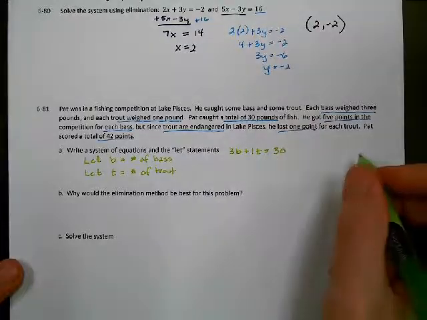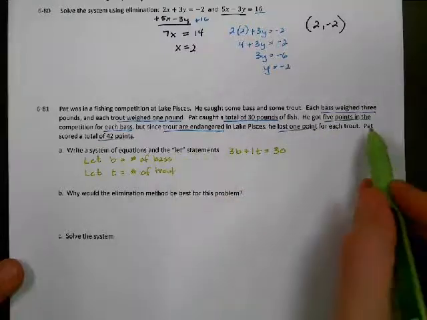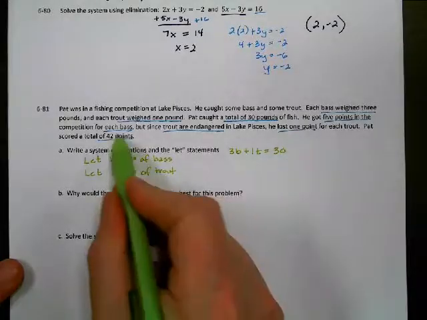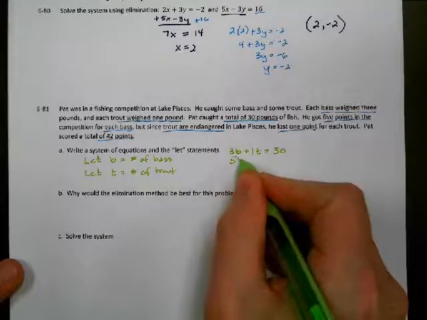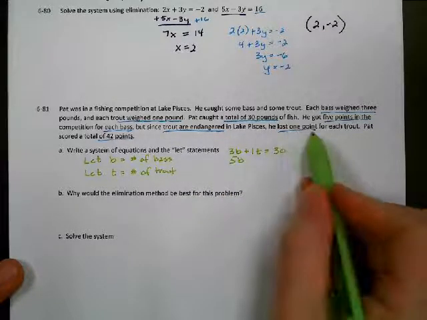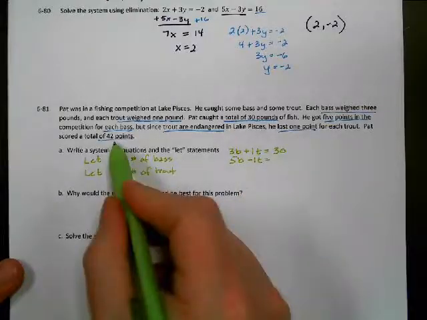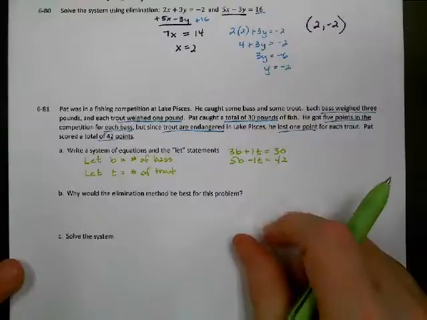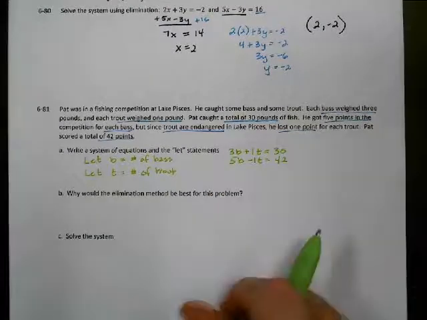Next one. We've got 5 points for bass. So this next one's going to be for the number of points. So 5 points for a bass. He lost a point for the trout, minus 1t, and his total points is 42. Wouldn't this problem have been so much easier if he just would have thrown the trout back? Because then it'd be 5 bass equals 40.